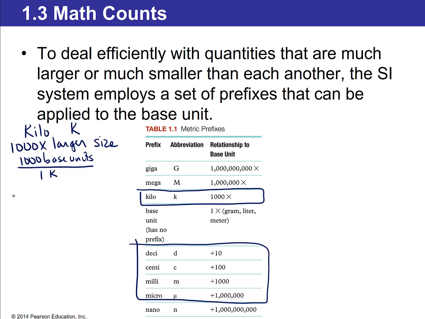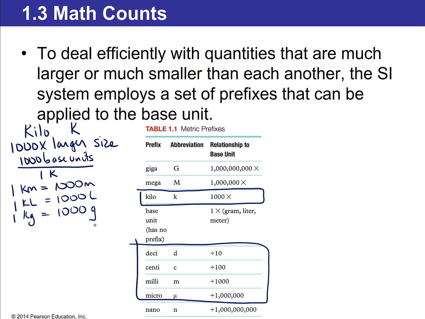So you can have 1 kilometer. 1 kilometer is 1,000 meters. You can have 1 kiloliter. 1 kiloliter is 1,000 liters. It takes 1,000 base units to make a kilo of anything. 1 kilogram is 1,000 grams.